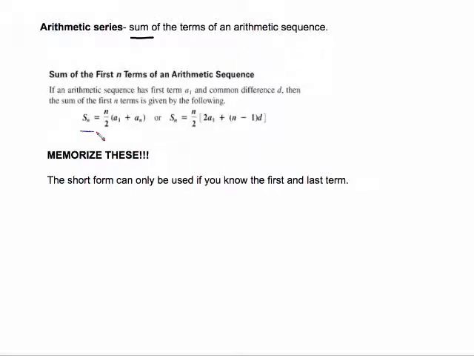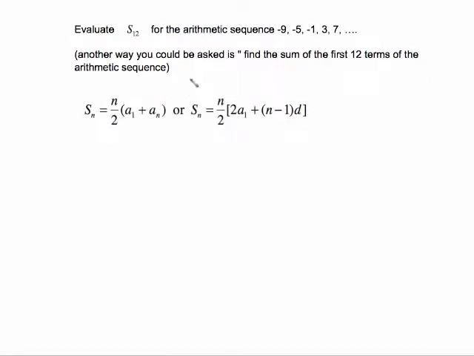There are two formulas. There's the short form and the long form, and you do need to memorize both of them. You would love to be able to use the short form all the time, but you can only use the short form if you know the first and last term. So let's look at some examples of when we would use the short and when we would use the long.